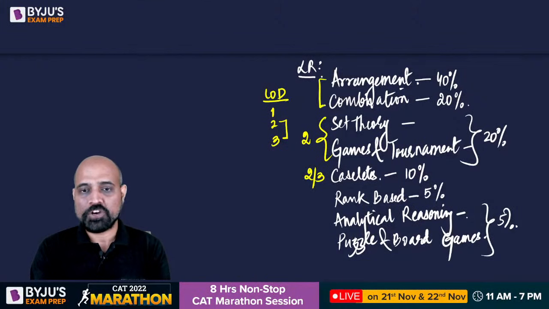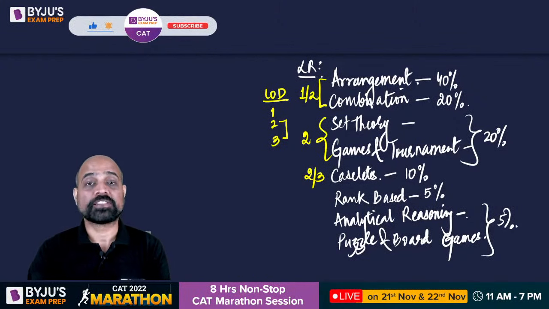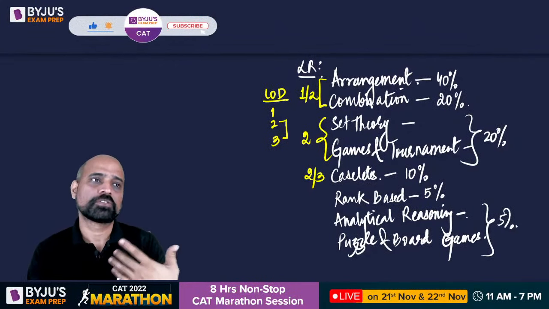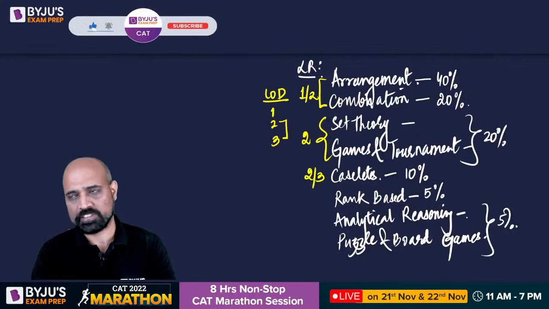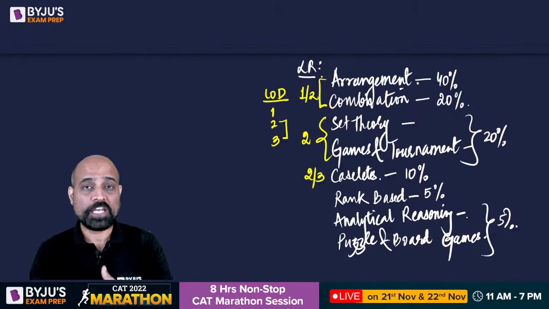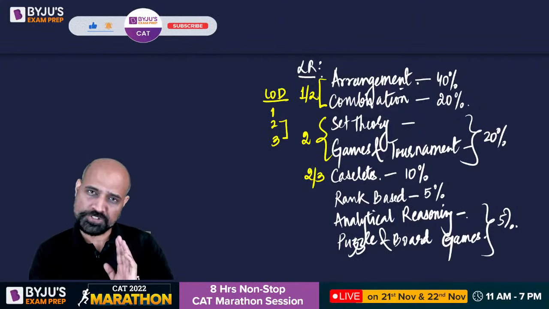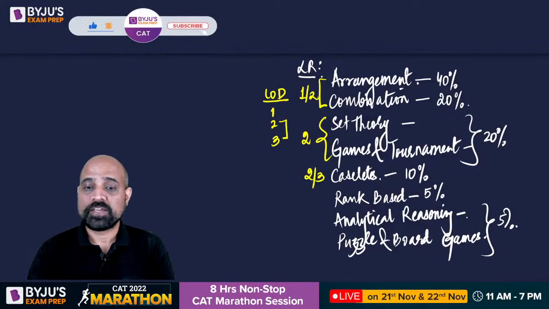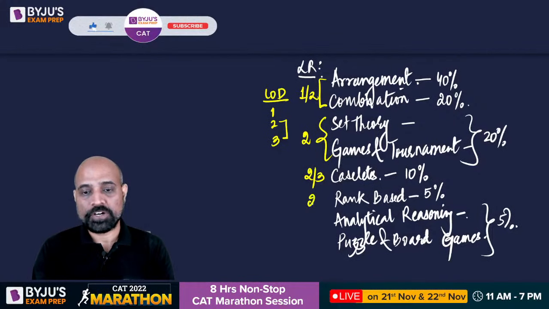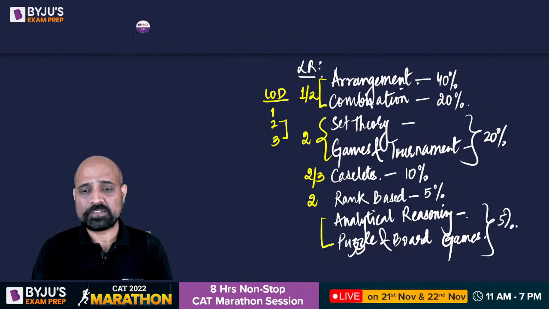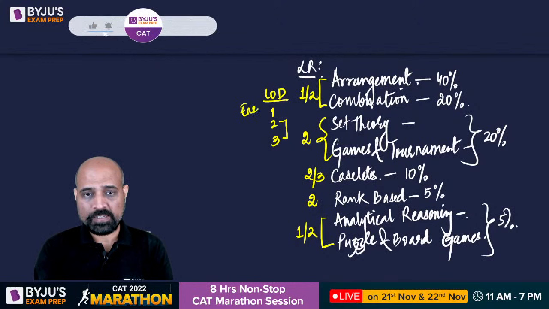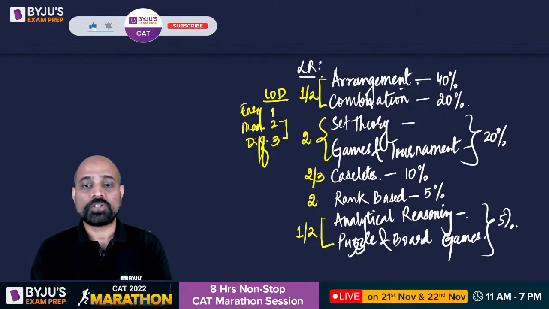When it comes to arrangement and combination, they're of level of difficulty 1 or 2. That's a good thing. Whenever you come across questions on arrangement and combination in sectional tests, topic tests, mocks, or previous year papers, try your best to solve them, because they may look difficult, but they are generally not. Rank-based ones are moderate. Analytical and puzzle board games are easy to moderate. So 1 बोले to easy level, 2 बोले to moderate, and 3 बोले to difficult. LOD is level of difficulty.